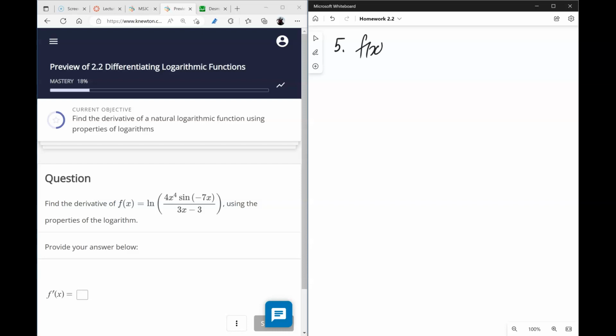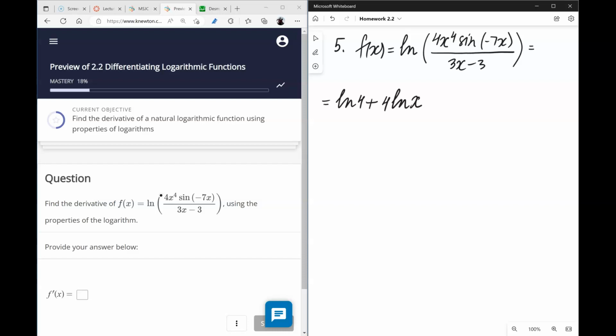Here we have another logarithm, and before we start differentiating, I'm going to use the properties of logs, and we're going to rewrite this logarithmic function as ln of 4, and I'm going to actually simplify it right away, 4 ln of x, so this 4 came down, plus ln of sine of negative 7x minus ln of 3x minus 3.